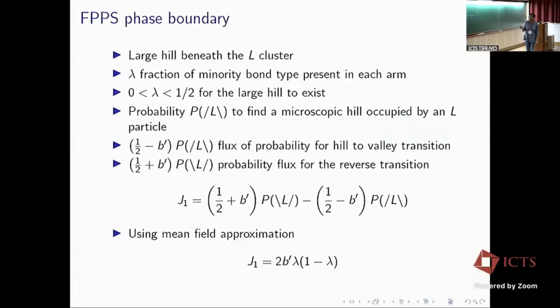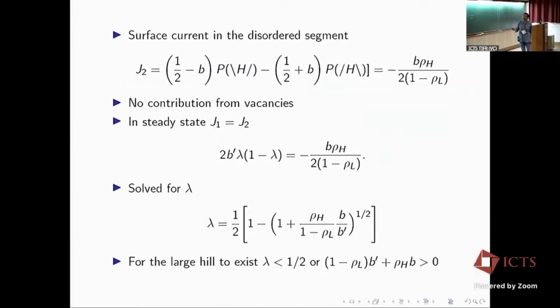And now I don't know what these correlations are, so I will use mean field approximation. I will assume that this factorizes. Density of L particle is 1 here, and then probability of finding a local hill or local valley becomes lambda times 1 minus lambda. So this is the surface current flowing through the hill. What is the surface current flowing through the disordered segment? Disordered segment has heavy particles and vacancies, but vacancies do not impart any bias. So therefore, the contribution of current only comes from the heavy particles. So this is the current, and using mean field approximation, this takes this form.